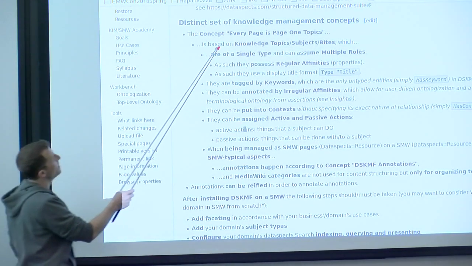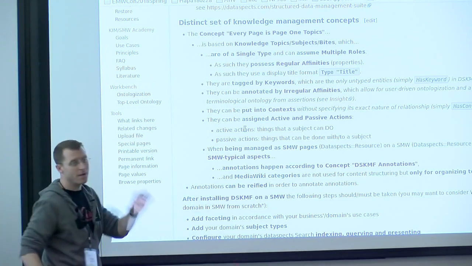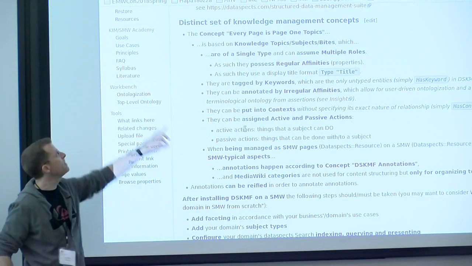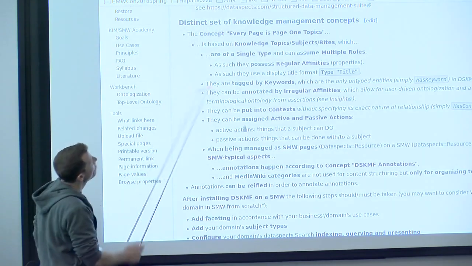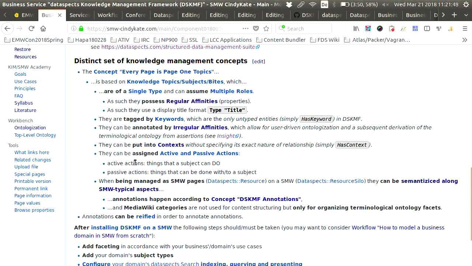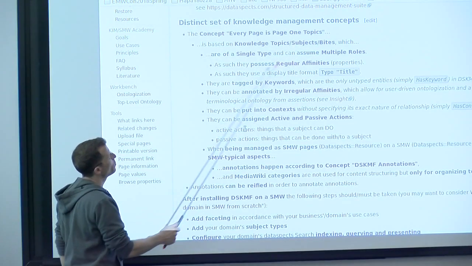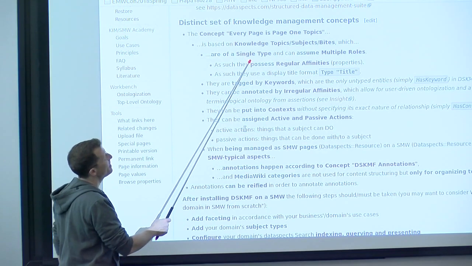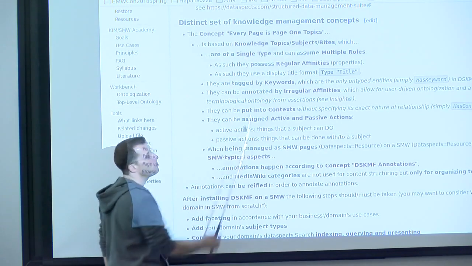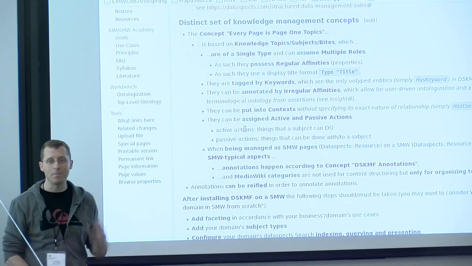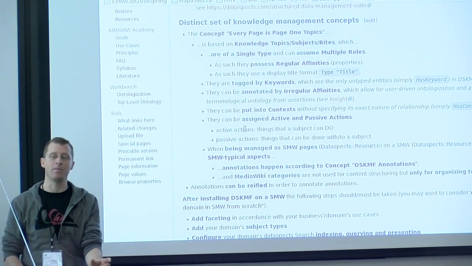So the concept, every page is page one, that this is online. What Sabine was introducing is based on topics or subjects or bias or whatever you call it. They all have a single type but can assume multiple roles. But it's important that it is a single type.